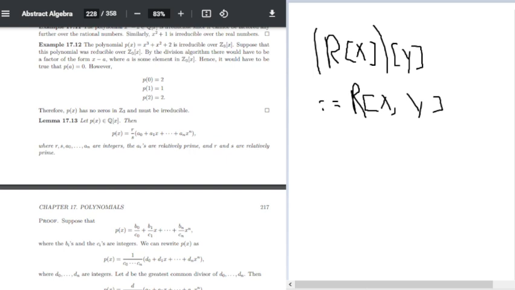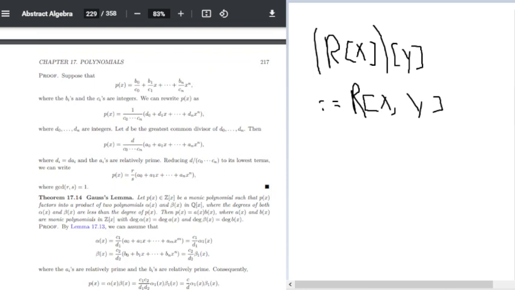Proof. Suppose that p of x is equal to b naught over c naught plus b1 over c1 x plus all the way on to plus bn over cn x to the n, where the bi's and the ci's are integers. We can rewrite p of x as 1 over c naught all the way to cn times d naught plus d1 x plus on and on to plus dn x to the n, where d naught through dn are integers. Let d be the greatest common divisor of d naught all the way up to dn. Then p of x is equal to d over c naught all the way up to cn times a naught plus a1 x plus all the way on to plus an x to the n, where di is equal to d times ai, and the ai's are relatively prime.